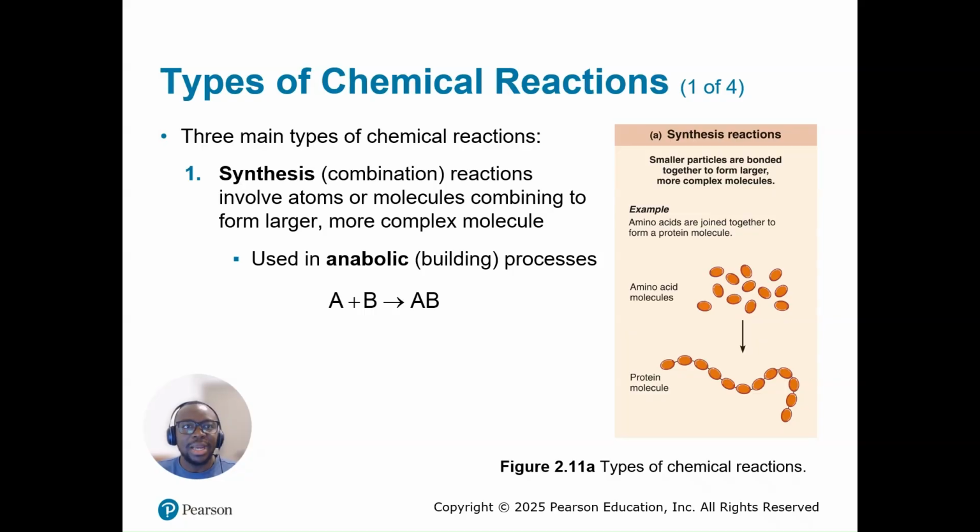Now let's review types of chemical reactions. We start with synthesis reactions. In synthesis reactions, smaller molecules are bonded together to form larger, more complex molecules. For example, separate amino acids join together to form a protein molecule, which is the linear chain here. Synthesis reactions are typically anabolic or build-up reactions.